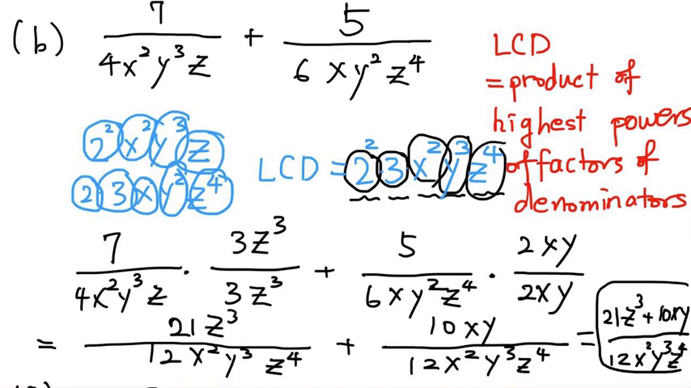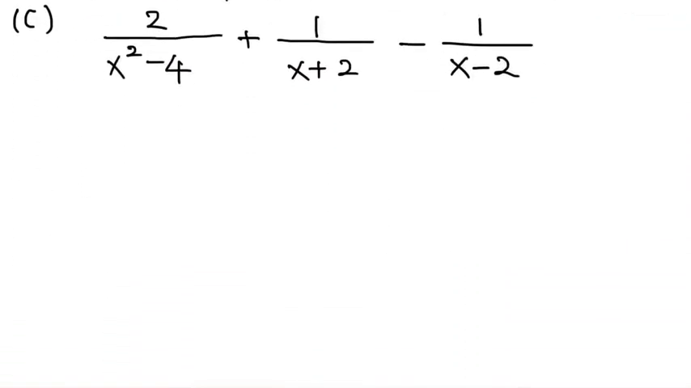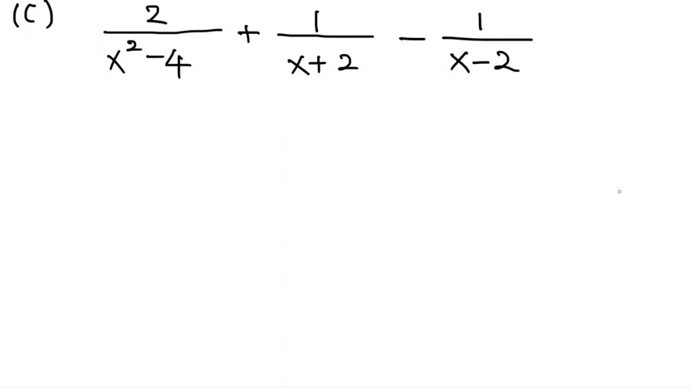Okay, I want to show you one more example. So let's scroll down. Okay, here it is. If you look at the denominators, there are 3 of them: x squared minus 4, x plus 2, and x minus 2.